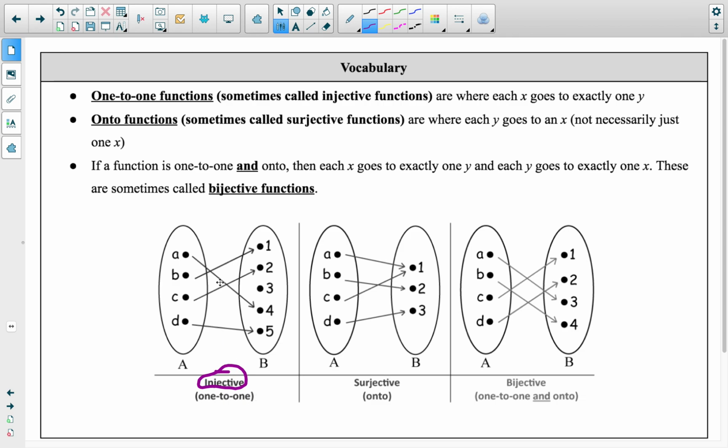With a one-to-one function, if this mapping shows the x's as this set on the left and the y's as this set on the right, each x is going to go to exactly one y. So each element in the domain is going to have an arrow that goes to exactly one element in the range. We notice that B goes to 1, C goes to 2, and D goes to 5. None of those arrows are going to the same number, so this would be a one-to-one function.